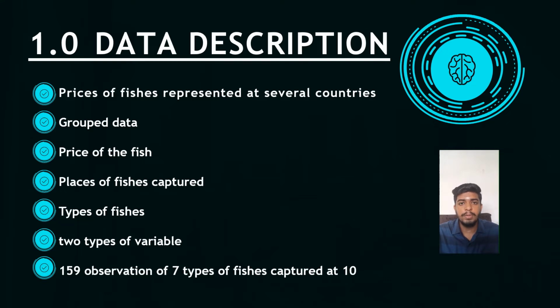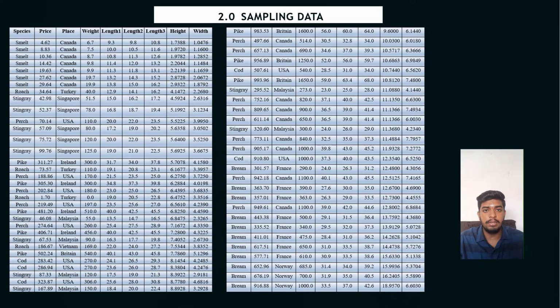Our group was given a dataset with 159 observations of 7 types of fishes captured in 10 different countries, with the price of the fishes as 2.0, which is the sample data. These are the randomized 60 observations from dataset B using IBM SPSS Statistics. Our group used this sample data to complete this report.